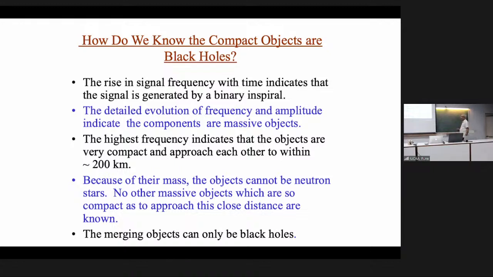Then the highest frequency indicates that the system is very compact and the objects approach each other to within 200 kilometers. So there are these two very massive objects coming within 200 kilometers of each other. So it cannot be an object like a star, because a star would have a far greater radius, and they would destroy each other before coming so close. And they can't be white dwarfs, because white dwarfs are about 6,000 kilometers, and here it is 200 kilometers. Then can they be neutron stars? Why can't they be neutron stars, tell me?